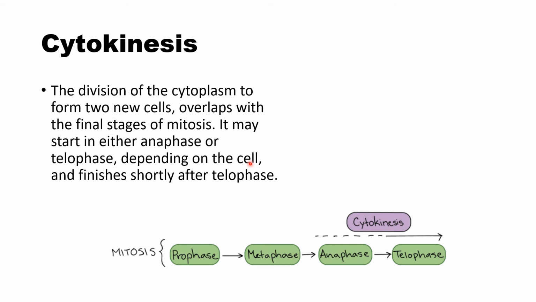So with that, nabanggit ko kanina yung cytokinesis na tinatawag. So the division of the cytoplasm to form two new cells will overlap with the final stage of mitosis. Pwede, it may start in either yung anaphase or the telophase depending on the cell and finishes shortly after telophase. So basta mag-i-start either dito sa anaphase or telophase at mag-finish siya dito sa telophase.